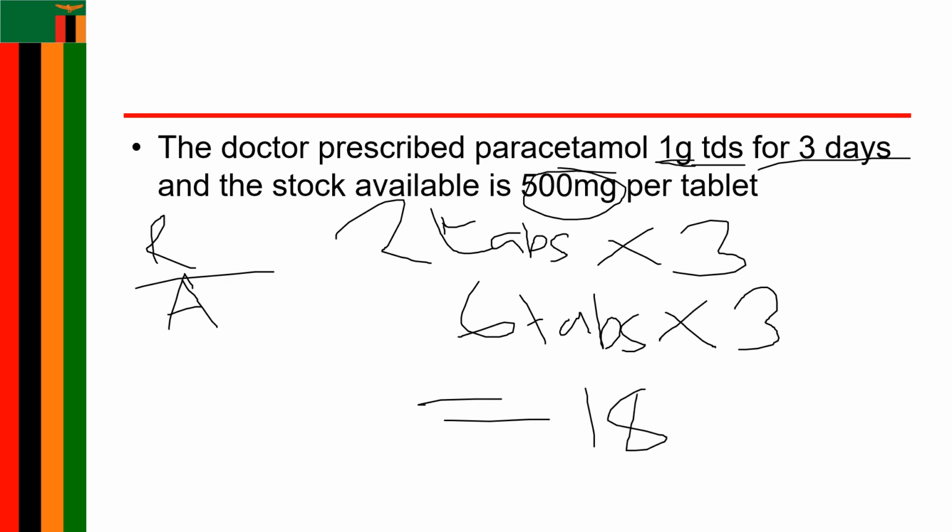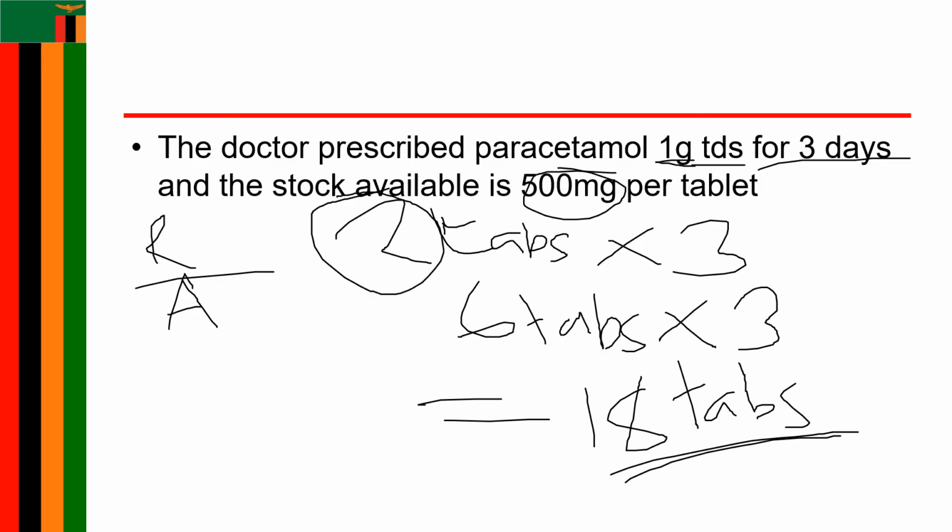Meaning you're going to pack 18 tablets for the patient. Every time the patient has to take the medication, they take 2 tablets, and in 24 hours, they take 6 tablets. So 3 times in a day, meaning 8 hourly, the patient is supposed to take 2 tablets, in a day 6 tablets, and in 3 days that is 18 tablets.